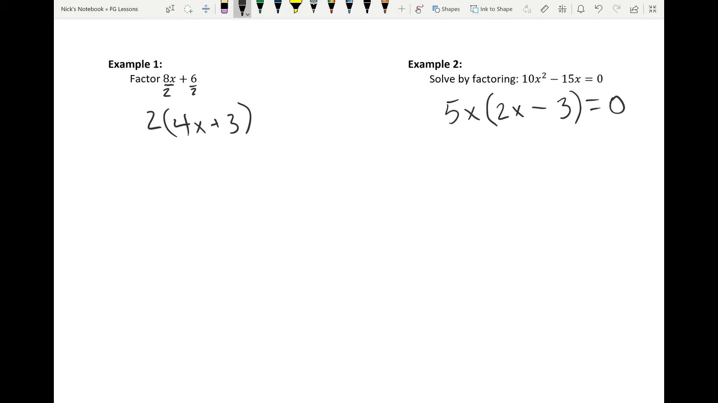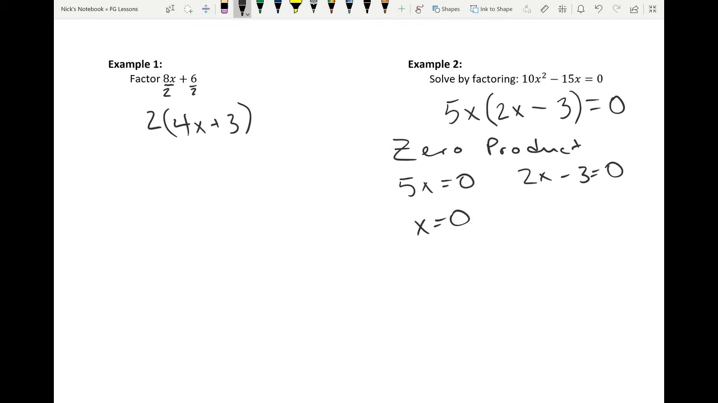Now we're going to talk about what's called the zero product property, which you should know. Zero product property just means if you have something that's factored, and this expression is equal to 0, we'll just set each of those factors also equal to 0. So we're going to take 5x, set that equal to 0. We're going to take 2x minus 3, set that equal to 0. 5 times a number is equal to 0. Well, that number has to be 0. So x is equal to 0.